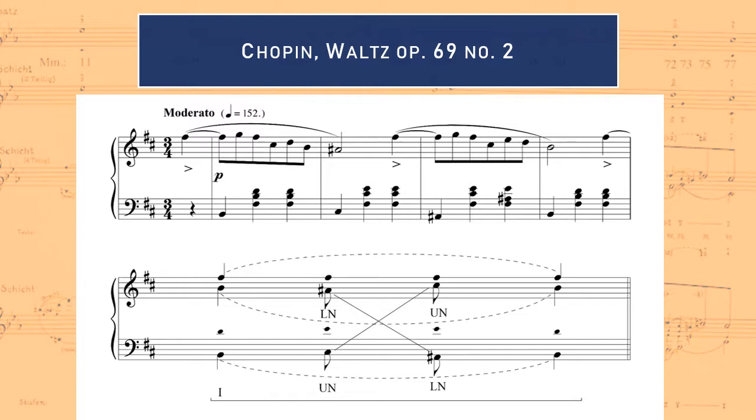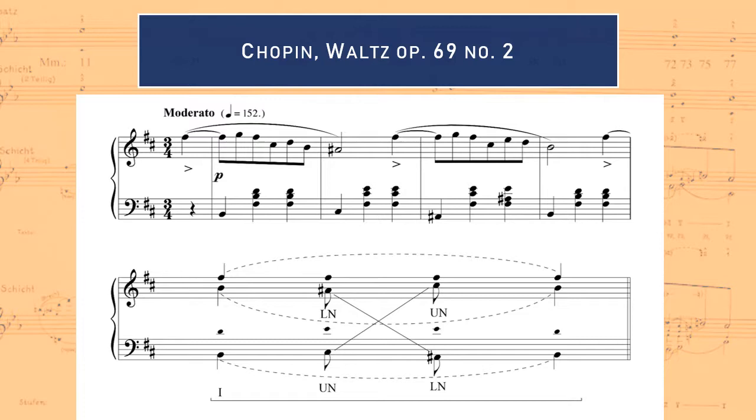So to clarify the difference, this short example from a Chopin waltz shows a melodic bass line that has a contrapuntal explanation. The abbreviations UN and LN are used to show the upper neighbor and lower neighbor, respectively, of a double neighbor figure in the bass and alto voices.